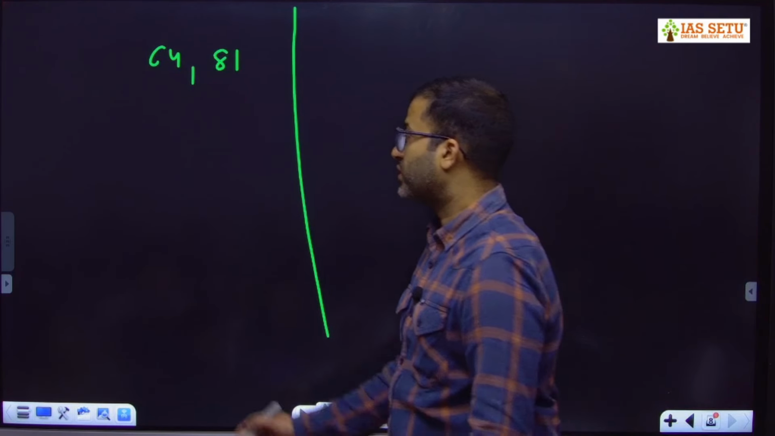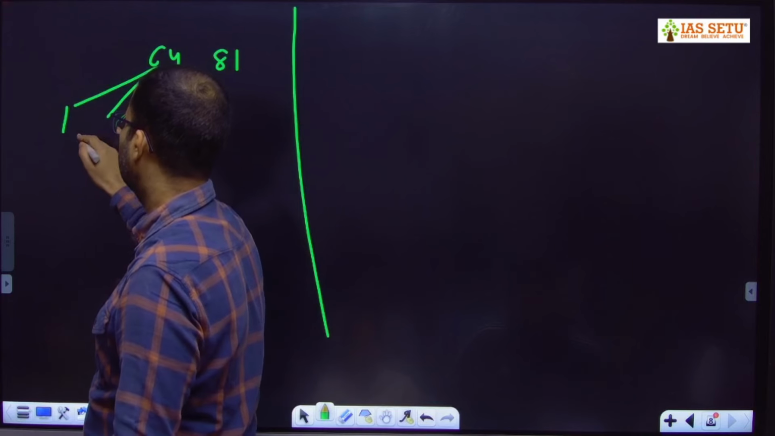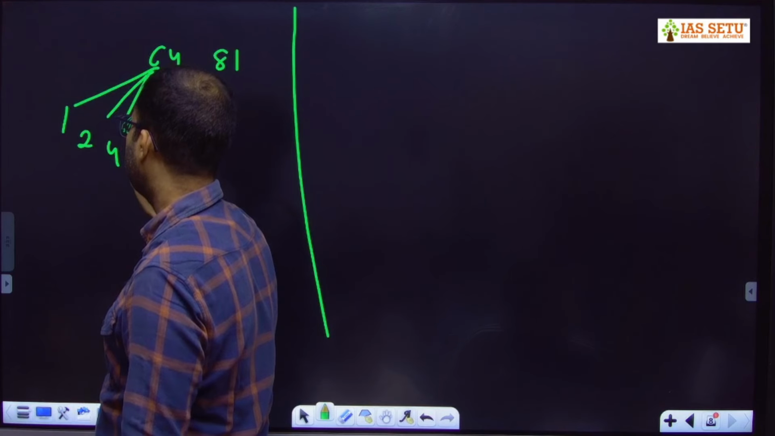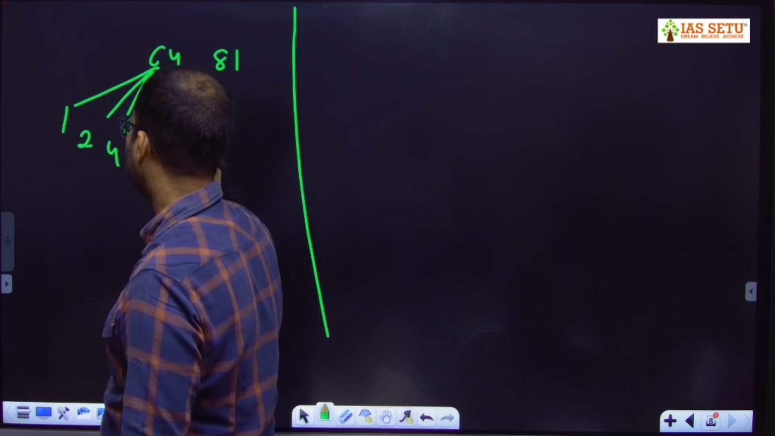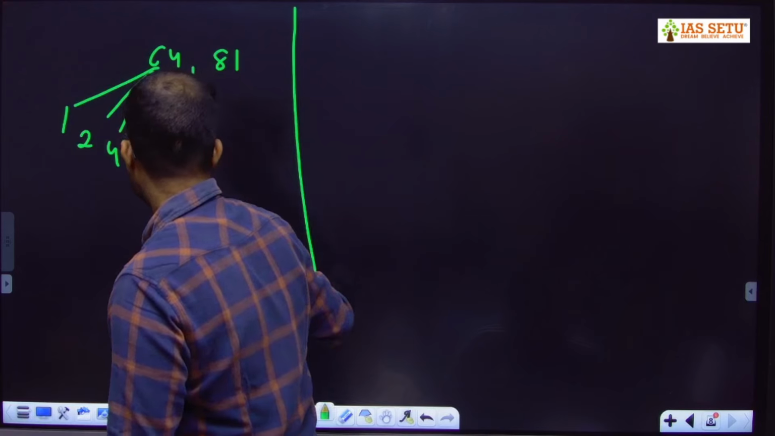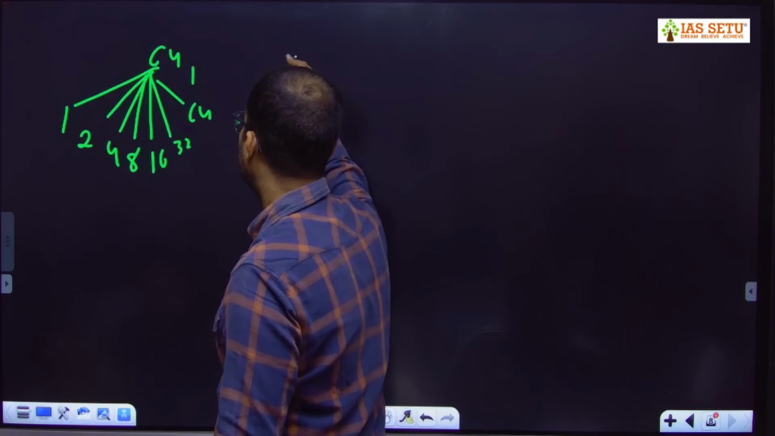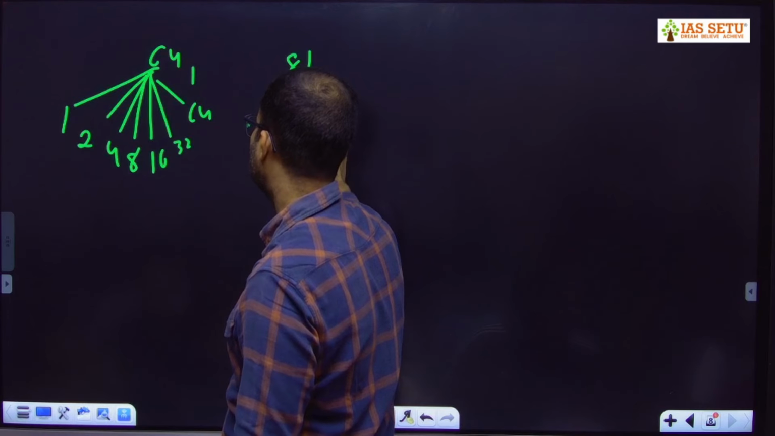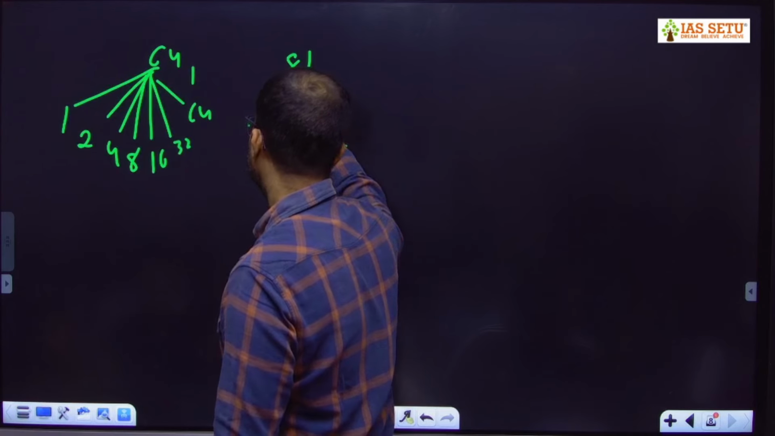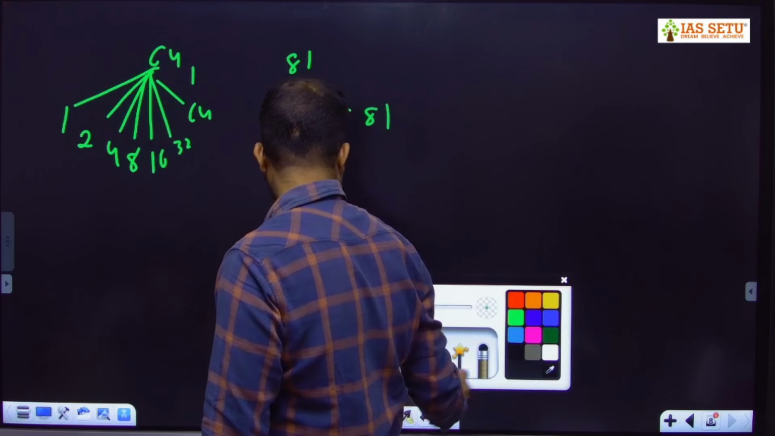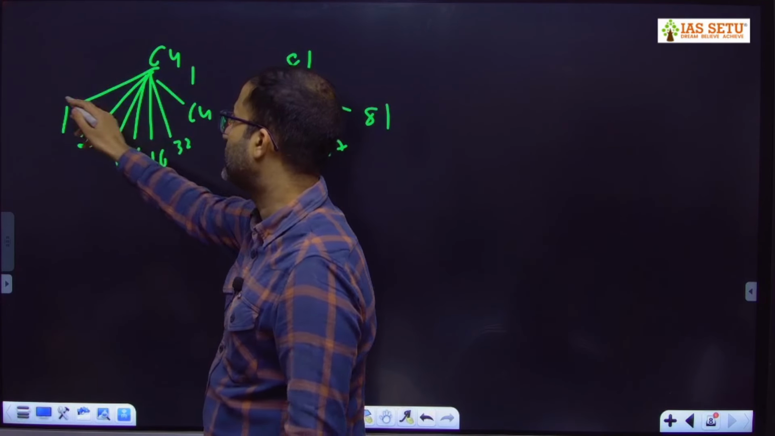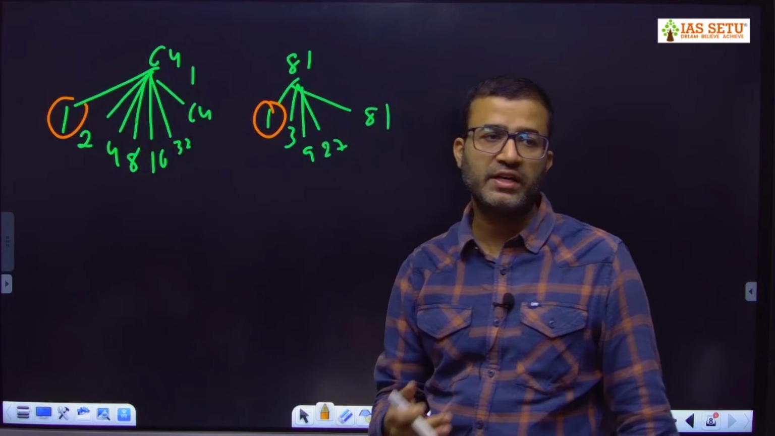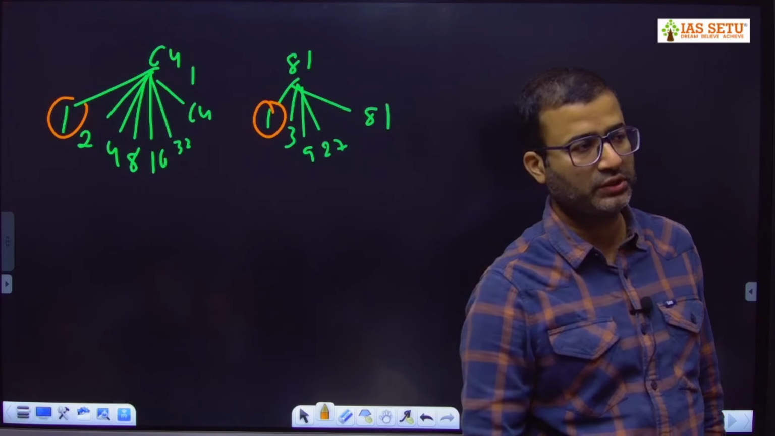What are the factor of 64 you have? 1 2 4 8 16 32 64. What are the factor of 81 you have? 1 3 9 27 81. Common factor only one. So if it is only one, 64 and 81 has to be co-prime to each other.